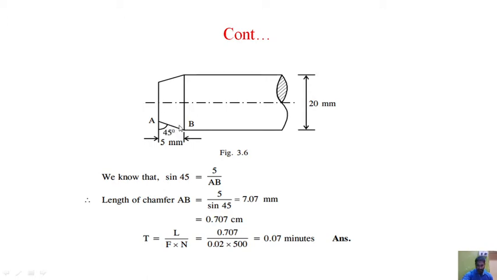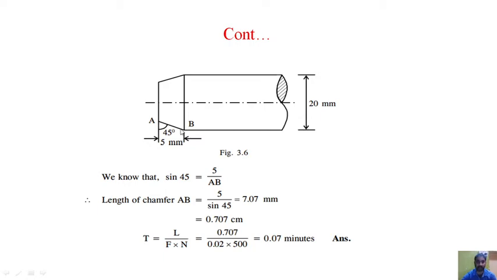This is an angular movement of the tool that is required here, not a linear movement. So the angular movement is AB. We are not moving the tool in a linear direction. Since it is a chamfer operation, we have to move the tool in an angular direction at 45 degrees. The length of AB is greater than the length in the linear direction, because we are moving in an angular direction.